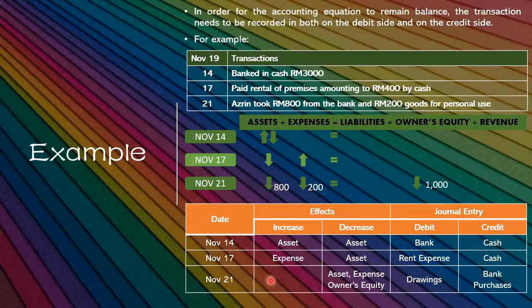Okay, and then for the third transaction here, you can see that all of these classifications have been reduced. Kenapa aset berkurang? Sebab bank berkurang. Kenapa expense berkurang? Sebab purchases makin berkurang. Kenapa owner equity berkurang? Sebab ada drawing. So, bila aset berkurang, kredit bank. Bila expense berkurang, kredit purchases. So, awak debit drawing, kredit bank, kredit purchases.